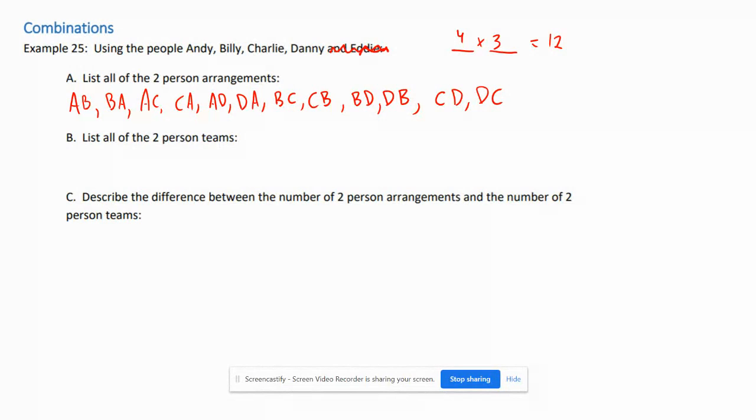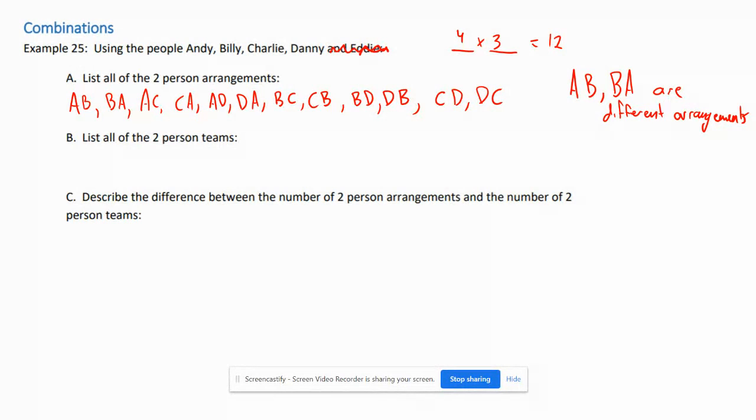We're doing the same thing. Had there been 5 people, I would have to list out 20 of those, and it would have been a bit too much. Now, a different question. These are arrangements. What do we mean by arrangements? AB and BA are different arrangements. In other words, those are distinct permutations.